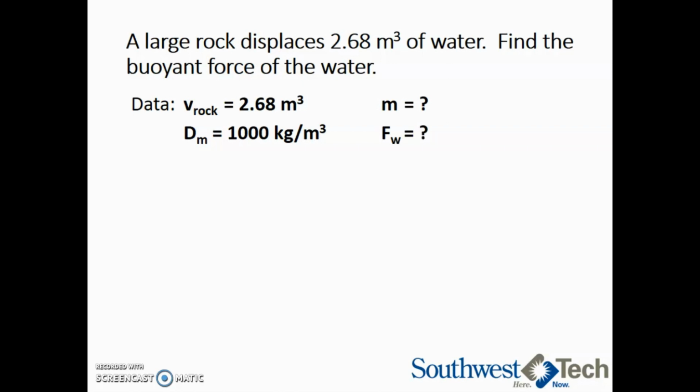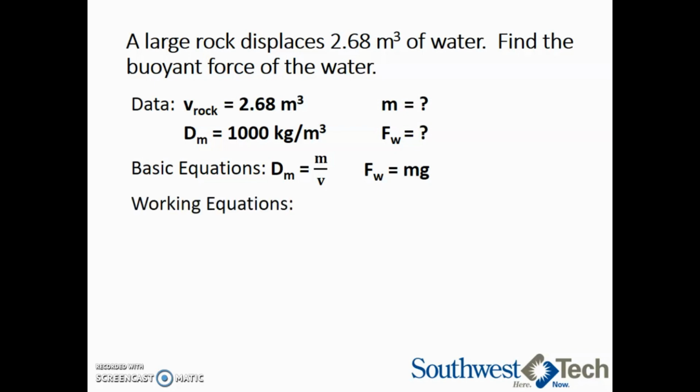Since we have two different values we are trying to find, we will have two basic equations. First, the mass density d sub m is equal to the mass m divided by volume v. Second, weight force F sub w is equal to mass m multiplied by the acceleration due to gravity g. Rearranging our first equation, we see that mass is equal to mass density multiplied by volume. Our second equation does not change. Weight force is still equal to mass multiplied by g.